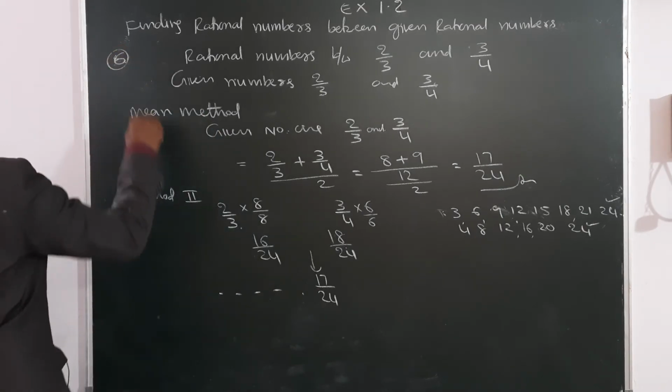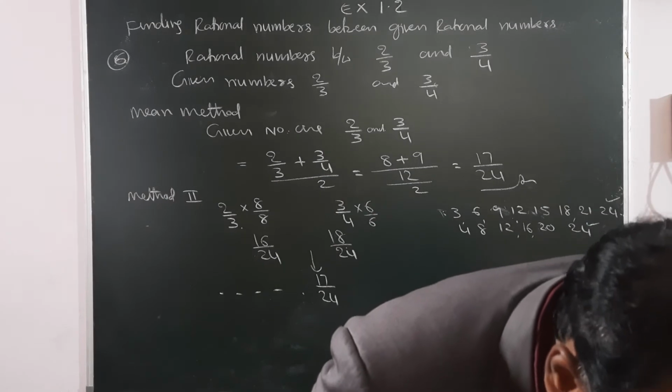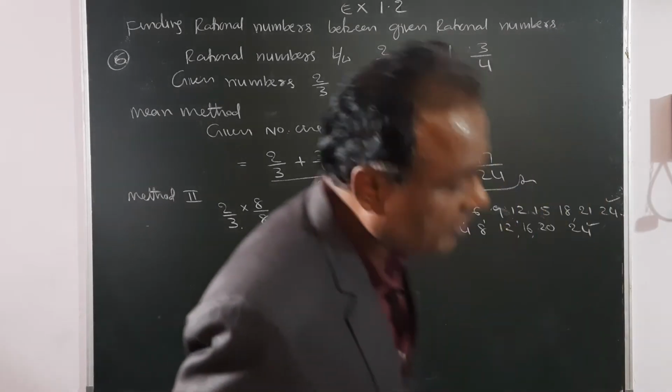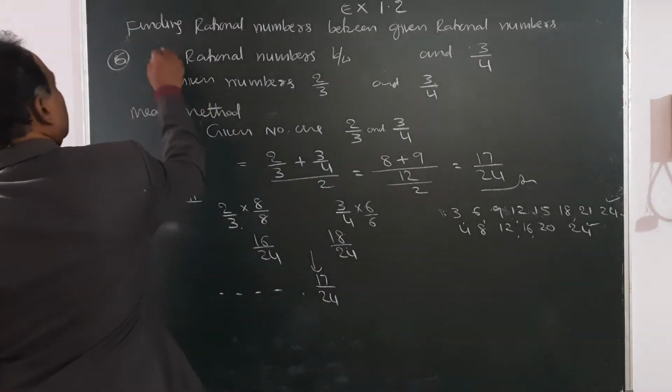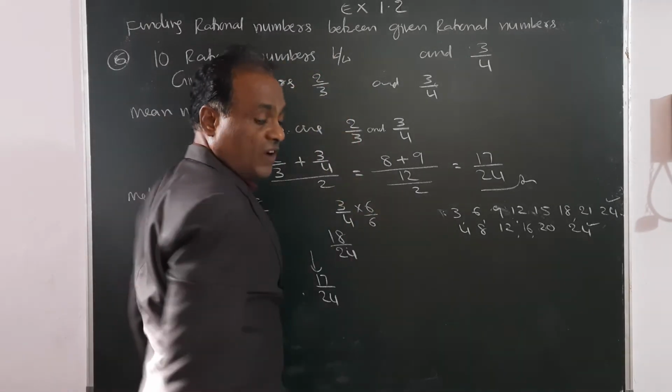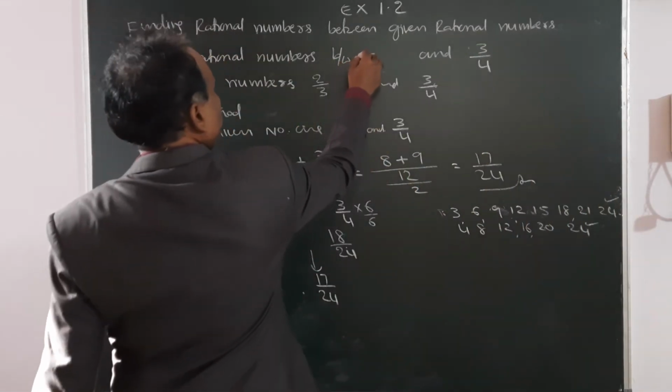Sixth, find 10 rational numbers between minus 3 by 4 and 5 by 6.